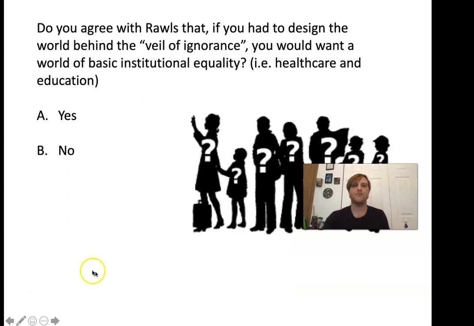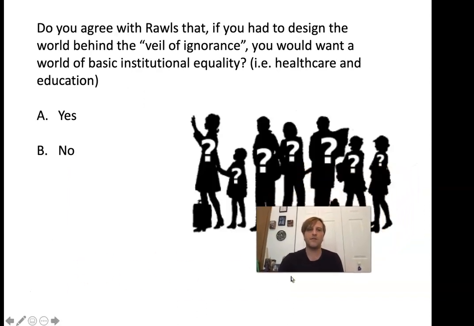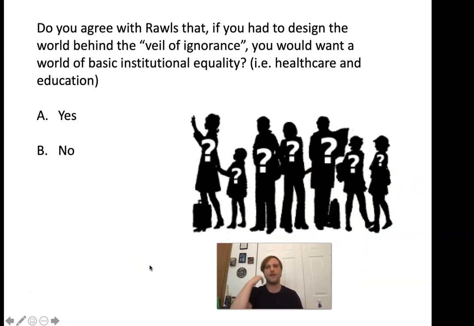So, what do you think about Rawls? And what do you think about this veil of ignorance? Do you agree with him that basically people would want this sort of institutional equality? Again, we're not talking about individual equality. We're talking about basically everyone having the same level of services from hospitals and healthcare and education and so on.